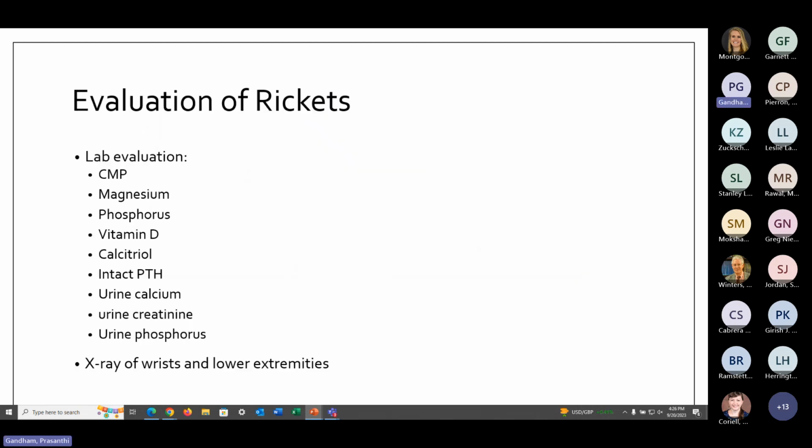So in a patient who you suspect has rickets just based on their physical exam or radiographic evidence, the lab evaluation that you should obtain includes, of course, a complete metabolic profile, magnesium levels, phosphorus, vitamin D, both the 25-hydroxy and 1,25-dihydroxy vitamin D, intact PTH, and urine calcium, phosphorus, and creatinine. And if you don't already have them, you can certainly get x-rays of the wrists and lower extremities.